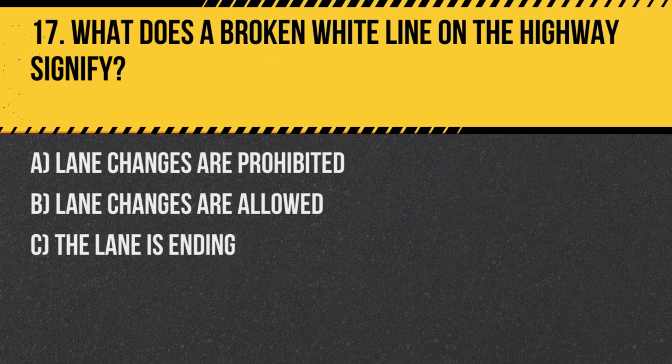Question 17. What does a broken white line on the highway signify? A. Lane changes are prohibited. B. Lane changes are allowed. C. The lane is ending.